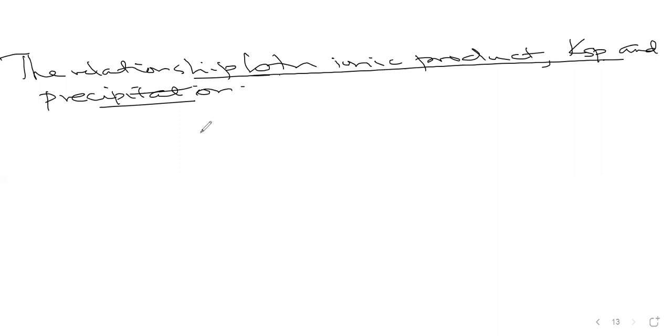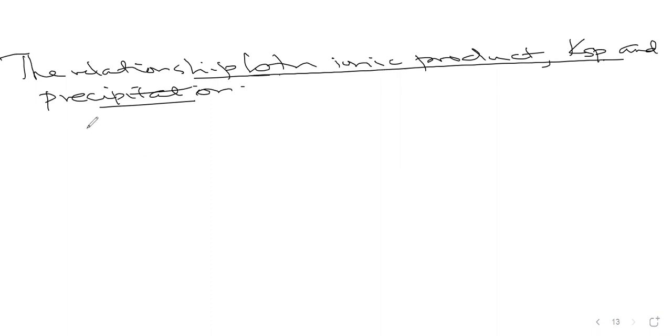So we want to see what relationship there is between ionic product, solubility product, and precipitation. Which relationship is there between ionic product, KSP, and precipitation? This is what I have for you under this.